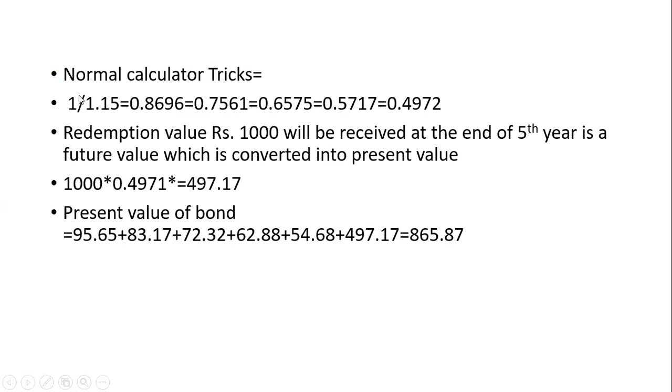In a normal calculator, you can use this trick. 1 divided by 1.15. You can press the equal sign. You will get 0.8696. Again, press equal sign. You will get 0.7561. Again, press equal sign. You will get 0.6575. Again, press equal sign, 0.5717. Again, press equal sign, 0.4972.